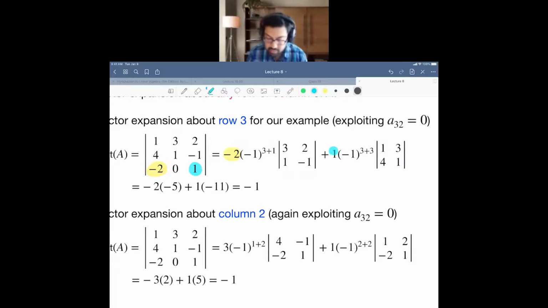So you've got 1 multiplied by negative 1 raised to the row number plus column number. In this case, it's a 3 by 3 element, so 3 plus 3 there. And then determinant of the minor. The minor for this guy is going to be what? This. So you plug in there and find the determinant. So you've got negative 2 multiplied by just 1. And then over here, you can find the determinant as negative 3, negative 2. That'll give you negative 5. And then similarly, you have negative 11 for this guy. When you complete the math, you get the determinant of this matrix as negative 1.